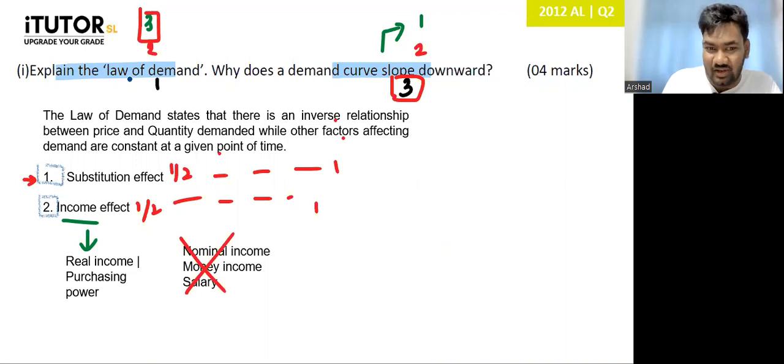So once again, law of demand. You explain what it is. Why does the demand curve slope downward? You can say substitution and income effect. For 1 mark, explain what is substitution effect. For 1 mark, explain what is income effect. No, drawing a diagram is not necessary, guys. If you want to make your answer nice, you can draw one, but they won't give you marks for a diagram. They have not told you to draw a diagram, so they're not going to give you marks for that.